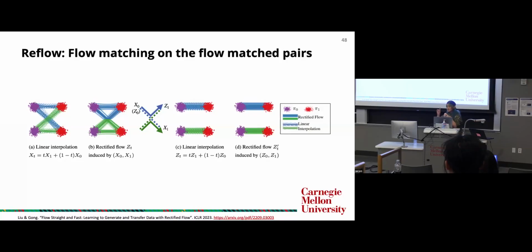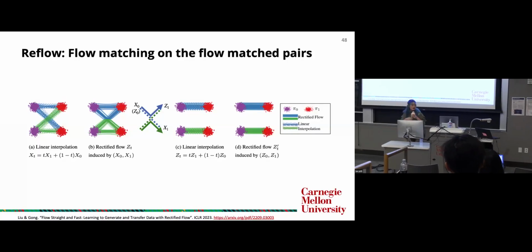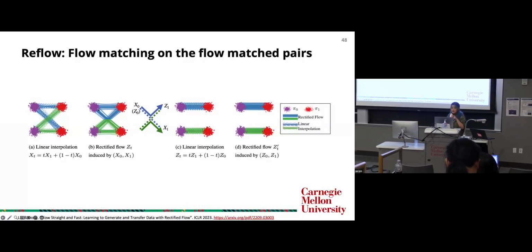Why would we want that? Because when you sample, the more linear your flows are, the fewer steps you take. Yes, exactly. Think about it: if you have this dip, the safer bet is to take 2 steps. If you only do 1 step, there can be a lot of discretization error because of this dip. But if you have a very straight line, then 1 step is fine. So the straighter you are, the better you are at few-step sampling.